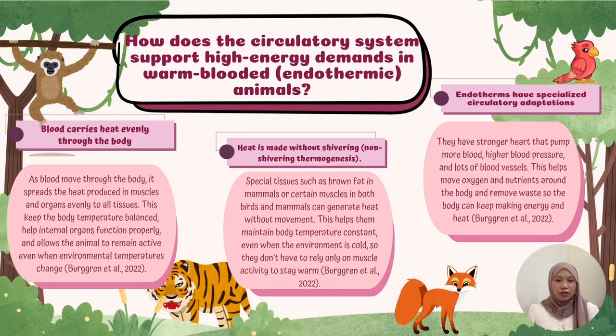Third and the last one is that endotherms have specialized circulatory adaptations. They have stronger hearts that pump more blood, higher blood pressure, and lots of blood vessels. This helps move oxygen and nutrients around the body and remove waste so the body can keep making energy and heat.